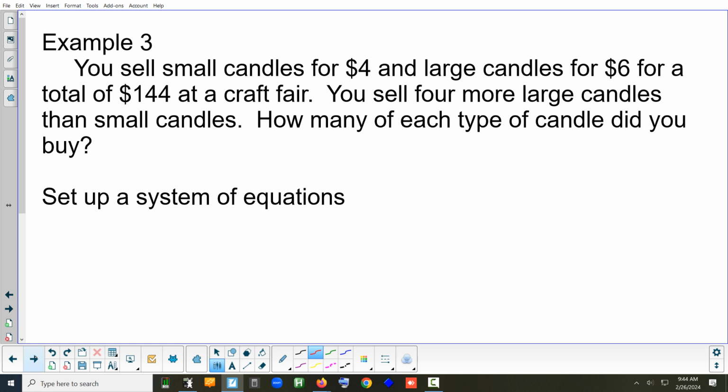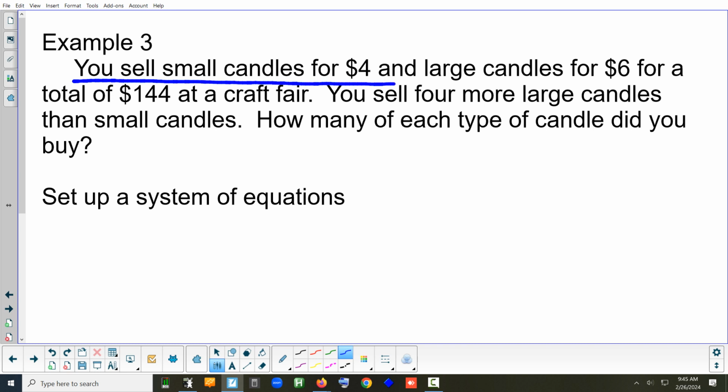Okay. Do you guys already have that example printed? Okay, just make sure everything's the same. Small candles are $4, large candles are $6. You spend $144, and you sell 4 more large than small. Okay. So, how many equations do we have to come up with when we write a system? Yep, we need 2.